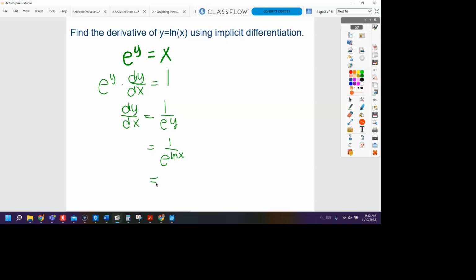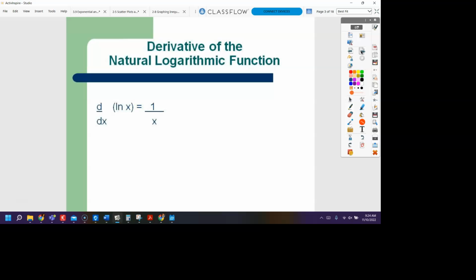e to the ln of x really just becomes x. But guess what? The derivative of ln x is 1 over x. That's really not that bad. Derivative of ln x is 1 over x. Ta-da! So, derivative of e to the x was e to the x.